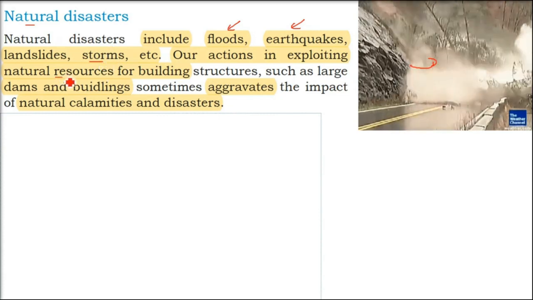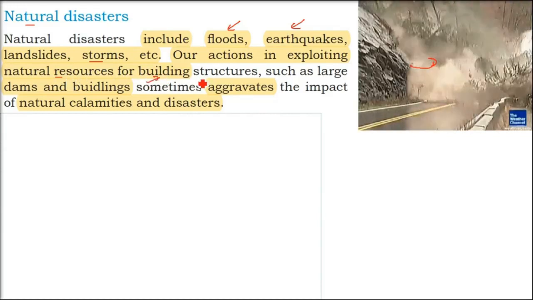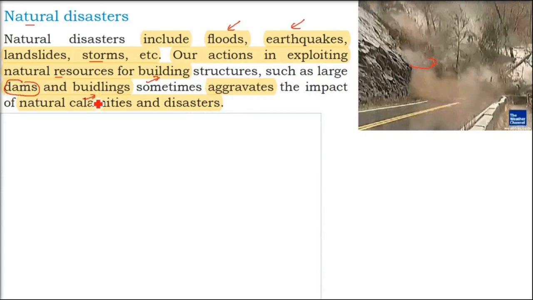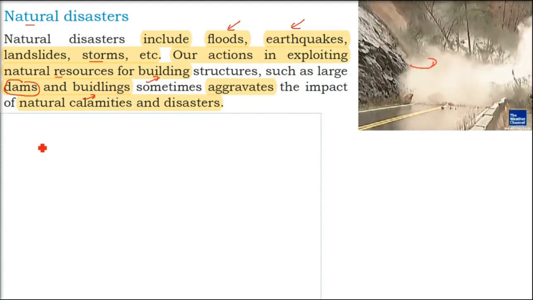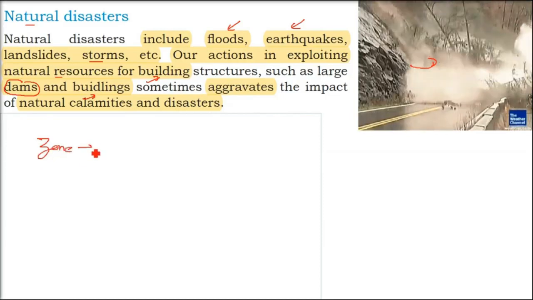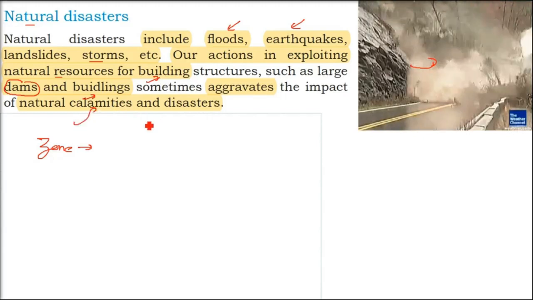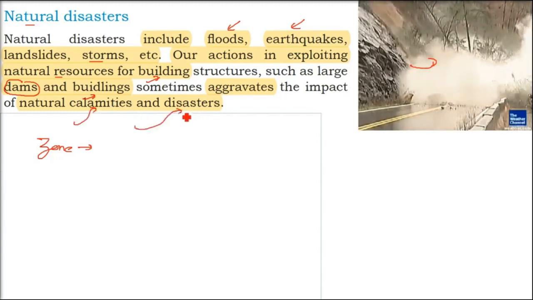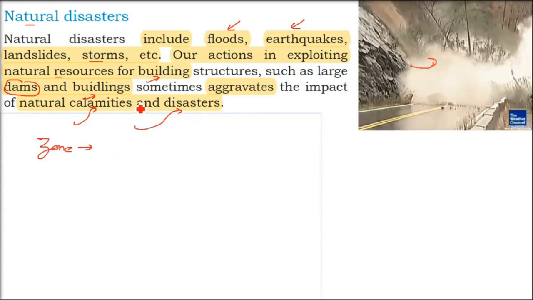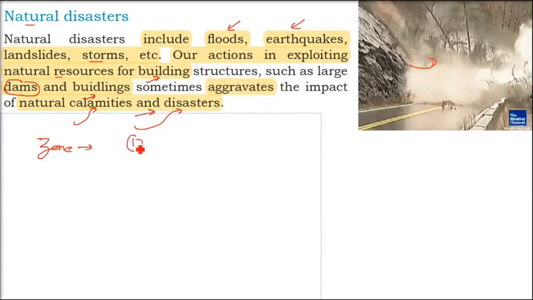Now, what we are doing is exploiting these natural resources. We are making buildings, we are making dams, we are creating concrete jungles. This is going to aggravate natural calamities and disasters, because there are certain zones of earthquake. If you make houses or big buildings in an earthquake zone, when the calamity or disaster actually happens, the situation will be multifold, it will aggravate.